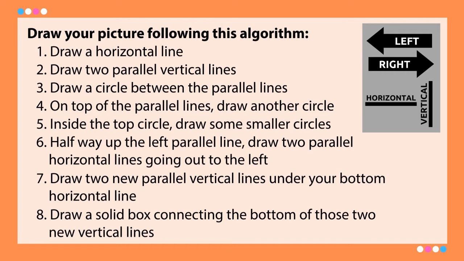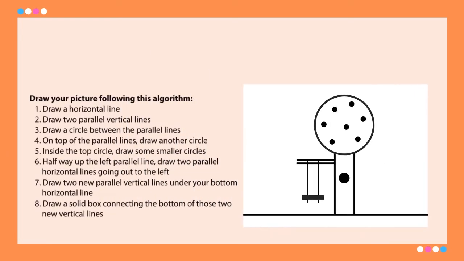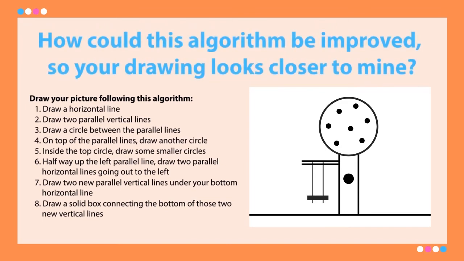Now that you're done, let's compare our drawings. 3, 2, 1. Here's my drawing. You can see it's supposed to be a tree with a swing set on it. Is this what your drawing looks like? If it is, good job, but my guess is that it looks a little different. If your drawing doesn't look exactly like this, then clearly my instructions weren't specific enough. Let's think of some ways that they could have been improved so that your drawing looks closer to mine.